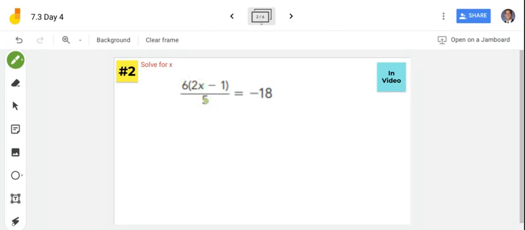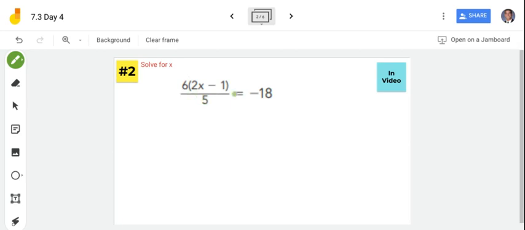There is a numerator and there is a denominator. Remember, my goal is to isolate the variable. I want x to be by itself. So before I can distribute, or before I should distribute, I should get rid of the denominator. So how am I going to get rid of the denominator?